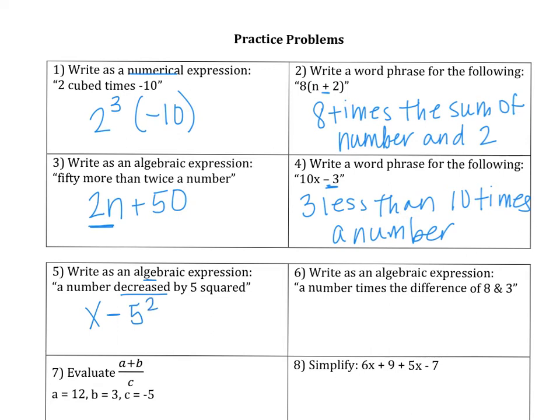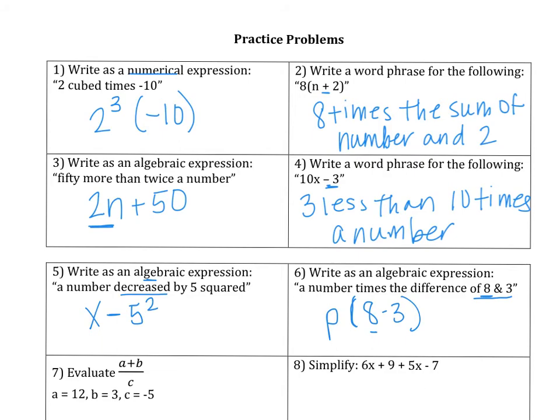Number 6, a number times the difference of 8 and 3. So a number, let's just call it p, times, because we have two numbers here that we're going to be subtracting, we need to put a parentheses. A number times, what's it times by? It's times by the difference, subtracting, of 8 and 3. When you have it written like this, difference of 8 and 3, the number that comes first in the order, 8, is going to go first here.